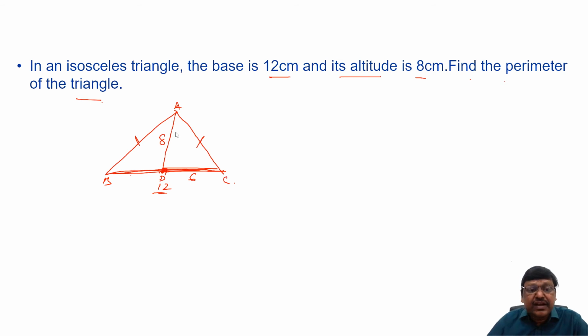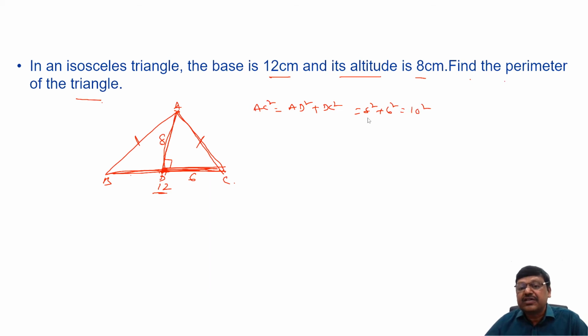If this is 6 and this is 8, we have a right angle triangle. Now this ADC is a right angle triangle. AC square is going to be AD square plus DC square. You can easily make out the sides are 8 and 6. 8 square plus 6 square, 10 square it will be. 64 plus 36, 100, 10 square. AC is 10. But if AC is 10, AB is also 10 because it's an isosceles triangle.